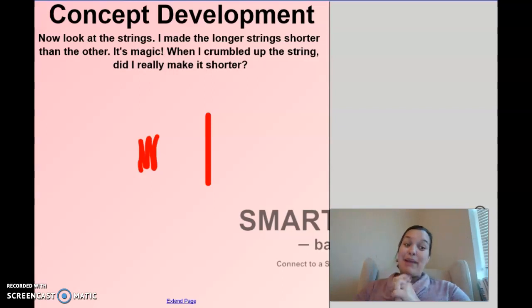I did a magic trick when I changed that slide. I scrunched up that long string and I made it shorter. You don't believe me? Wait, why?